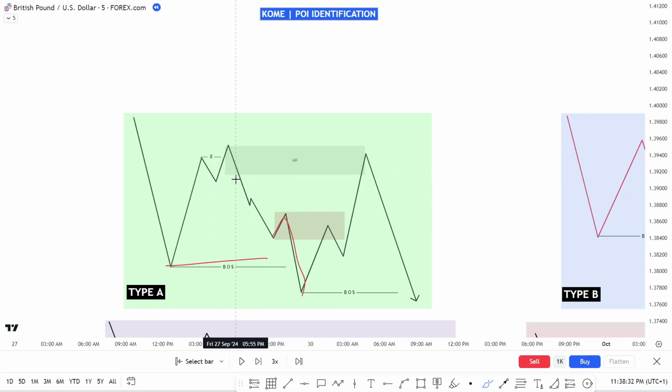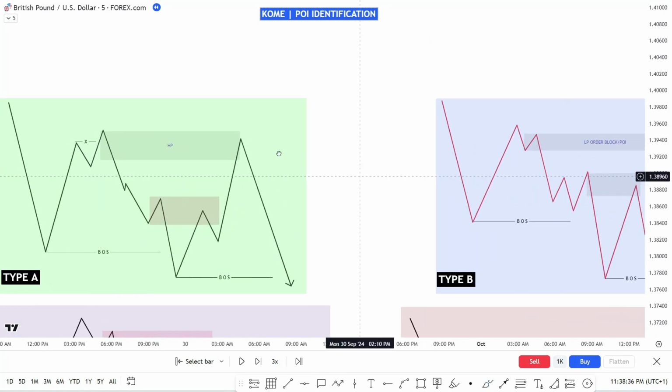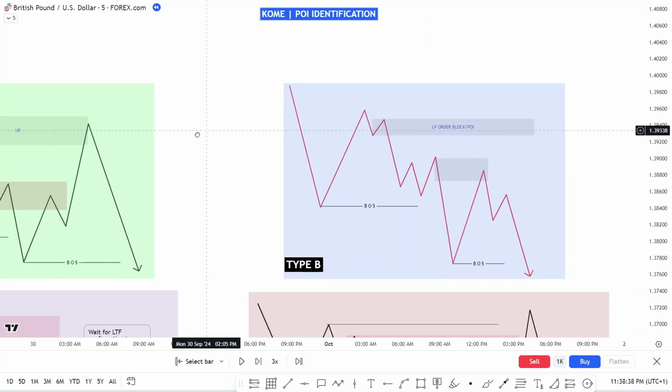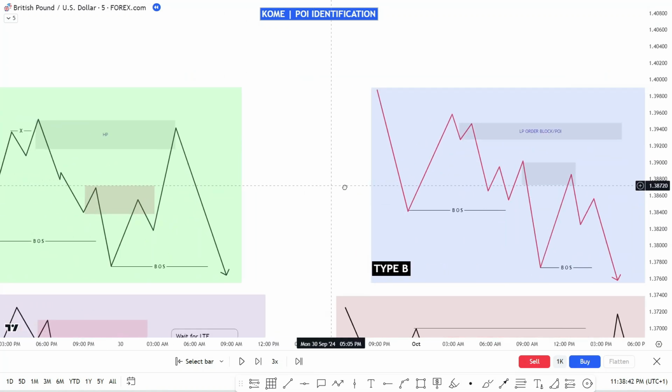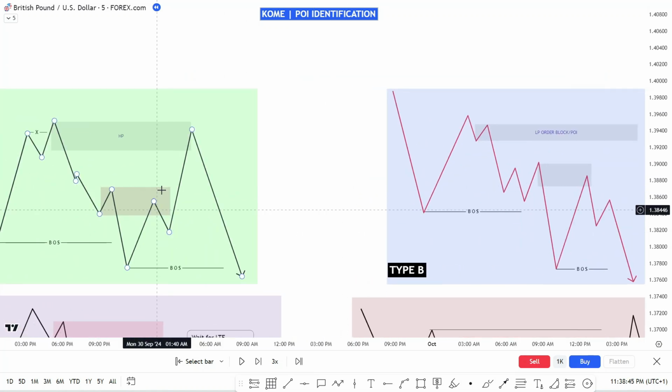All right, so let's go to the next diagram, which is the type B diagram, and I'm going to show you exactly what to do in this case. So why is it that in the type A diagram, we are not taking our entry here? Why? One of the reasons is because no liquidity was taken. Price didn't take liquidity, which means this becomes the liquidity.